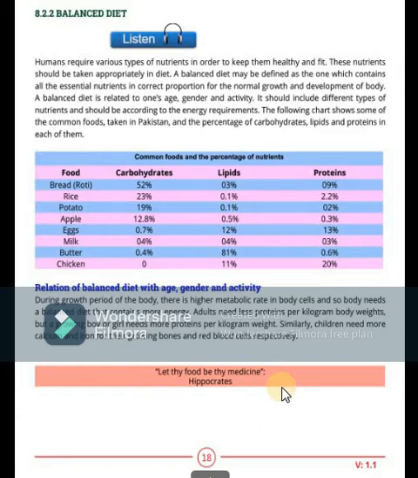So for common foods and their percentage of nutrients, bread contains 52% carbohydrates, 0.3% lipids, and 9% proteins. Rice contains 23% carbohydrates, 0.1% lipids, and proteins. These all are the different amounts of carbohydrates, lipids, and proteins present in different food components. You can see it through this table.